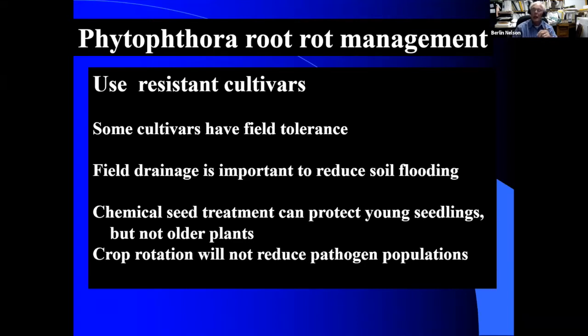Field drainage, that's why guys like Hans Kandel are so important, because they show the growers how to reduce that level of moisture in the field, and that can have a tremendous effect on reducing the amount of damage from Phytophthora, just lowering the amount of moisture that those plants are sitting in. Chemical seed treatments can protect the young plants, but they will not protect the older plants. So seed treatments do have a role in this whole thing. And again, I want to emphasize that crop rotation really is not useful in terms of trying to reduce this particular pathogen as it is with other important pathogens.